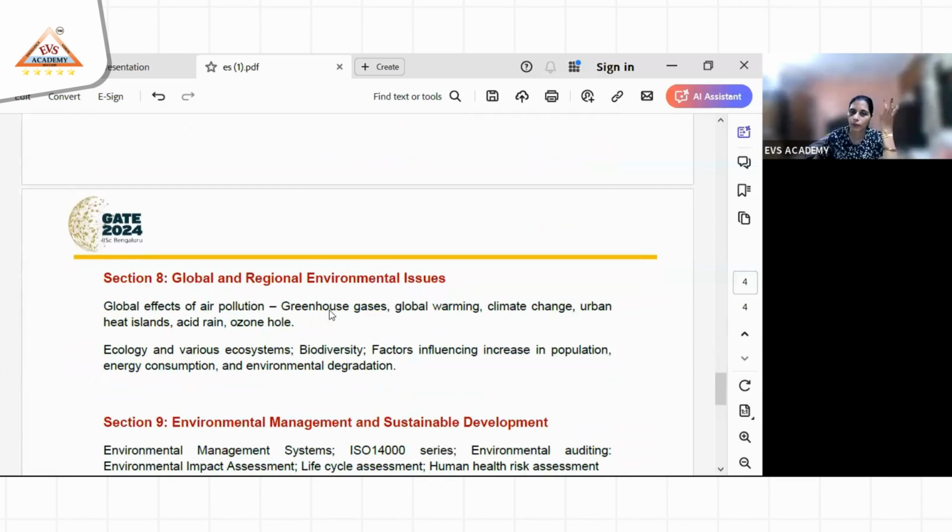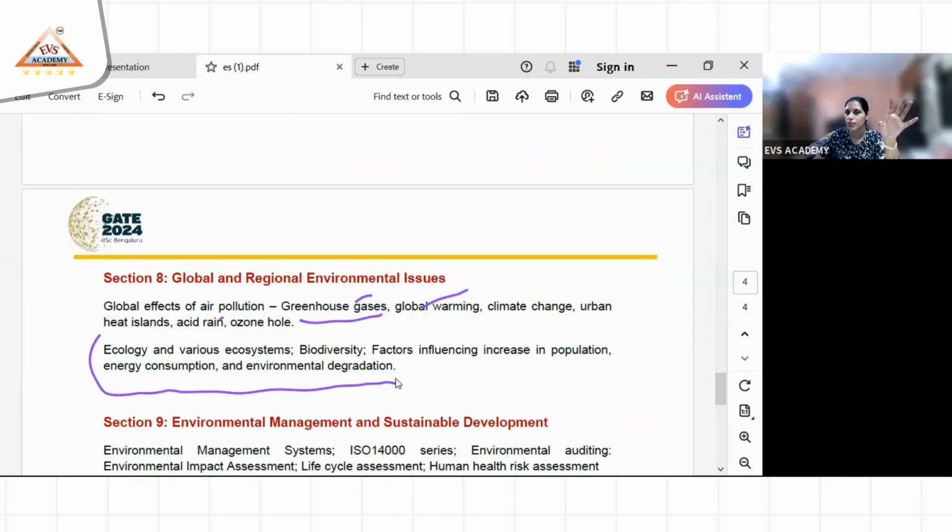At the global level, greenhouse gas is a global issue, along with global warming, climate change, urban heat island, acid rain, and ozone. And in the ecological portion, we have to study the different types of ecosystem, like aquatic ecosystem, terrestrial ecosystem, grassland ecosystem, forest ecosystem, and biodiversity. There are different types of biodiversity present at different levels, and different methods for the conservation of biodiversity also. This comes under section 8.